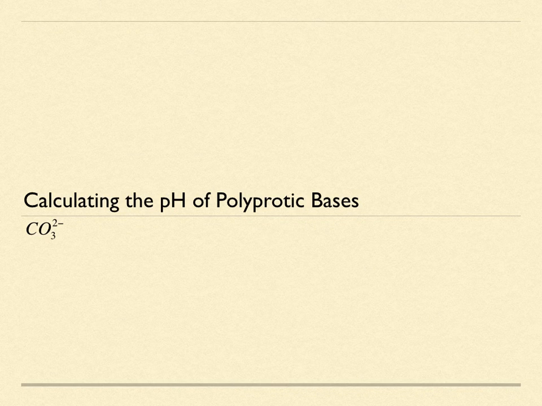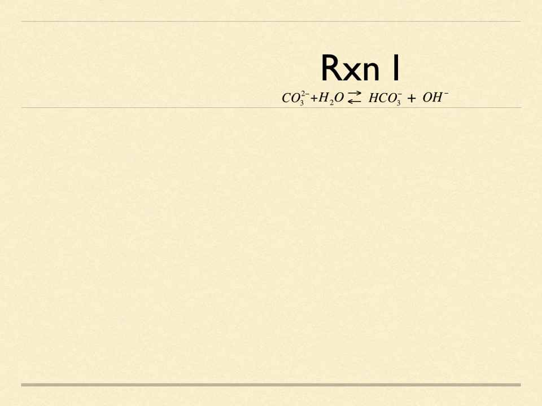Just like we can calculate the pH of polyprotic acids, we can also calculate the pH of polyprotic bases. In this problem, we will find the concentrations of all species present in a solution of carbonate and the pH. To begin, we break down the process into two reactions.